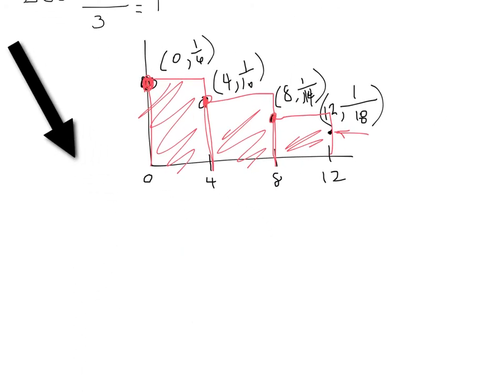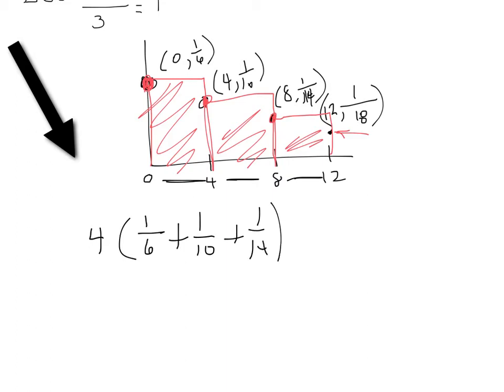And so to find that area, as you can see, I'm going to multiply by 4, because that's all my widths. I'm going to factor out my widths. And then I'm going to just add up all of these pieces inside. So I'm going to take 1/6 plus 1/10 plus 1/14, and that would give me my area.